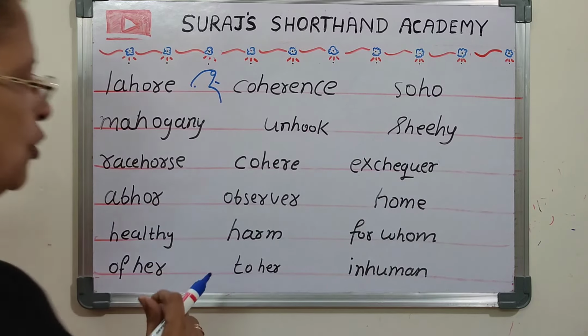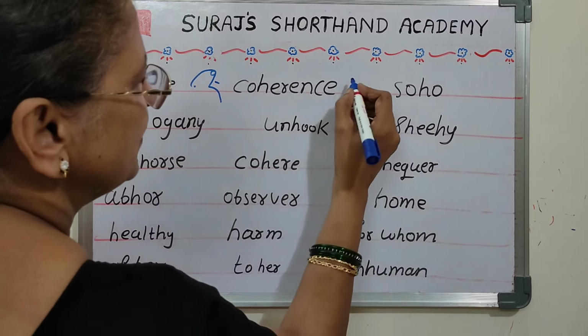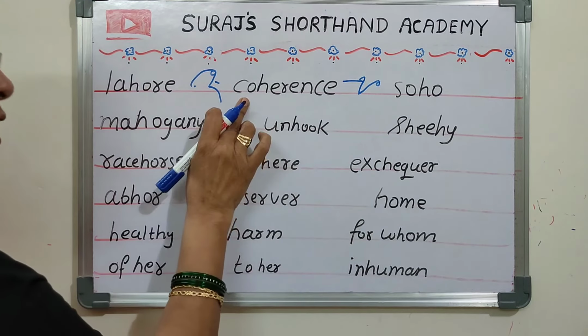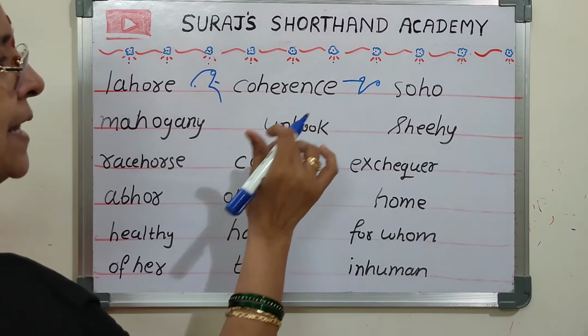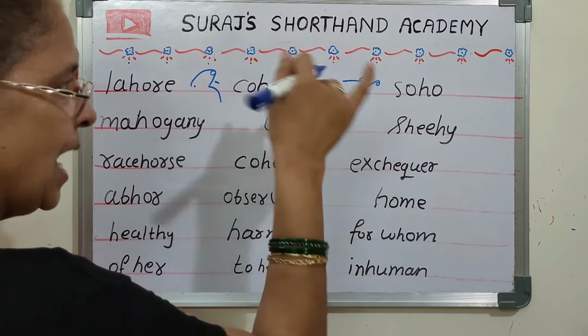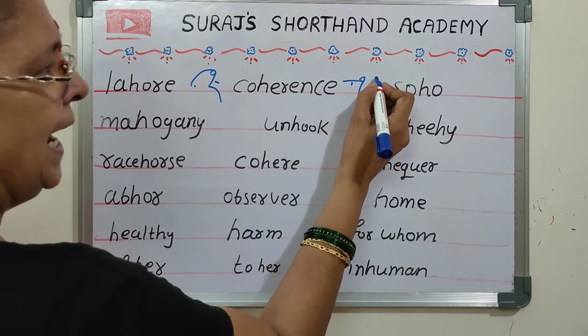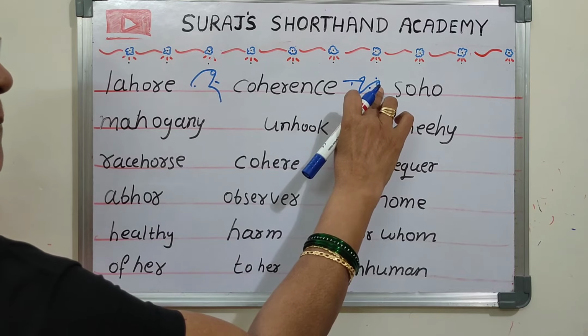Coherence. This also. Coherence. K and R and S. This is co. He. Rens. If it is only co, I am writing on the line. Now, 2-3 strokes are there. So, on the line I am touching the H sound. This is co, he, runs. Here, the NS sound is there.